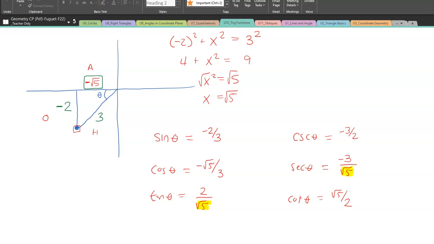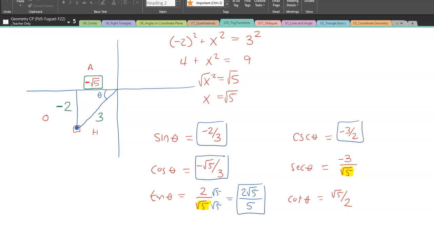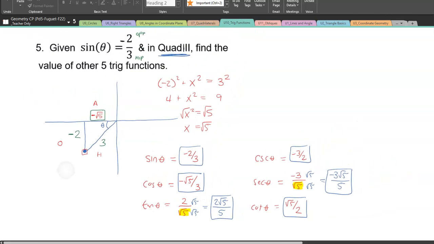Okay, so we're going to go ahead and rationalize these to wrap up. We're going to multiply by root 5 over root 5, 2 root 5 over 5. Remember, if there's a radical in the denominator, we need to rationalize. Otherwise, it's good to go. All those answers I've boxed in are good. And here's our last one. It'll be -3 root 5 over 5. And we have all 6 trig functions in this given situation.